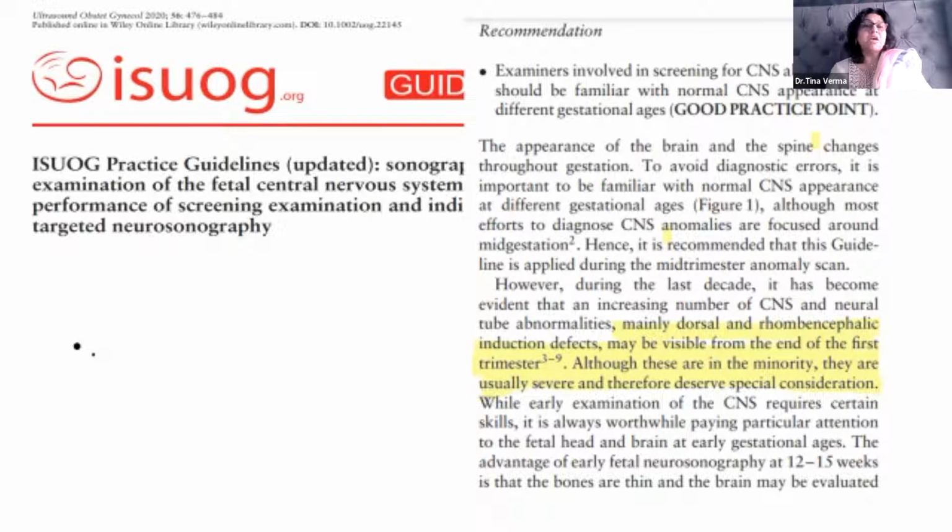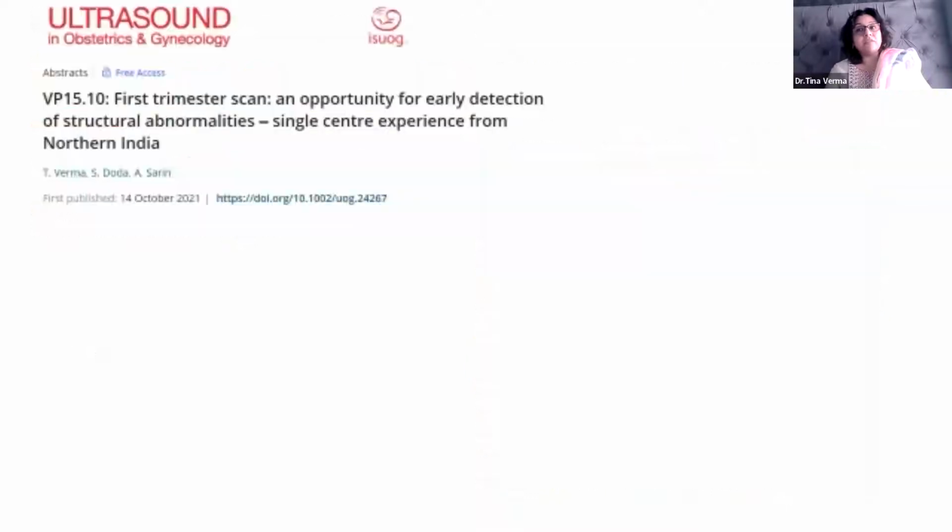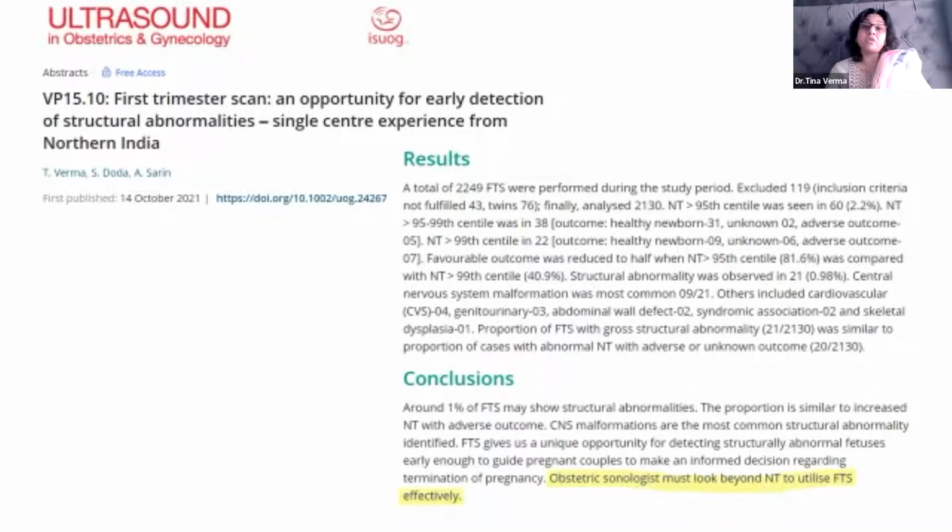Inspired by this, we did a study in our center for the past 3-4 years and presented this at the SOAG World Congress last year in October 2021. And what did we find about the first trimester scan? We found that the incidence of structural abnormality was actually higher than the incidence of Down syndrome or the incidence of increased NT with adverse neonatal outcome. So we conclude that the obstetric sonologist must look beyond NT to utilize first trimester screening effectively. This gives us an opportunity for early detection of structural abnormalities.